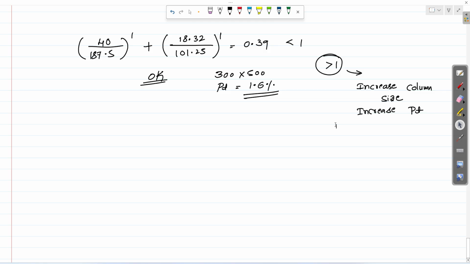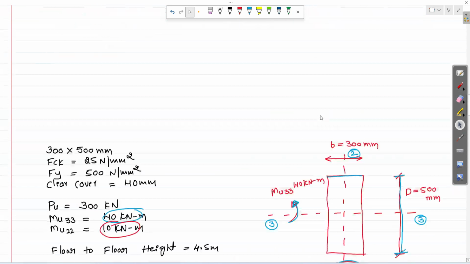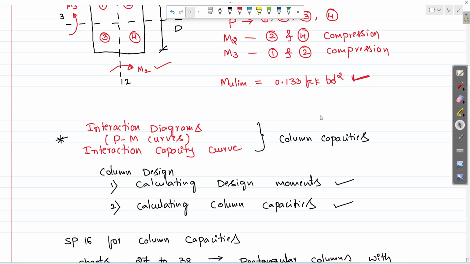So column design will be done in two steps. See here. First step is calculating the design moments. Second step is calculating column capacities.